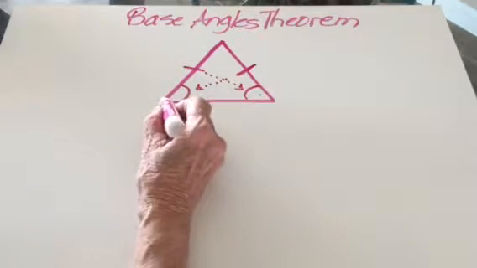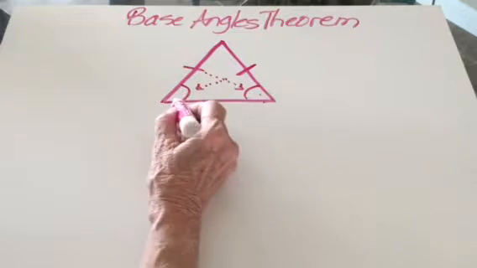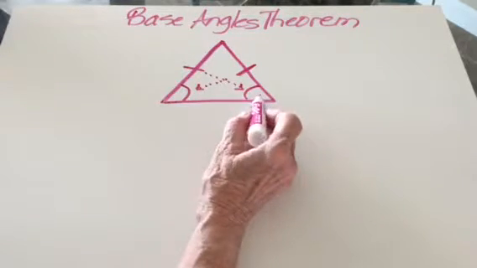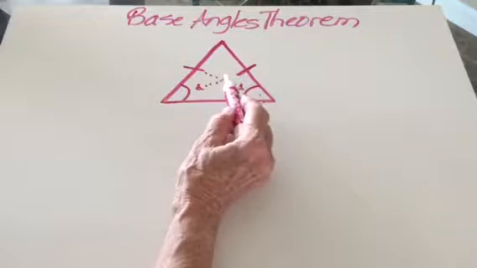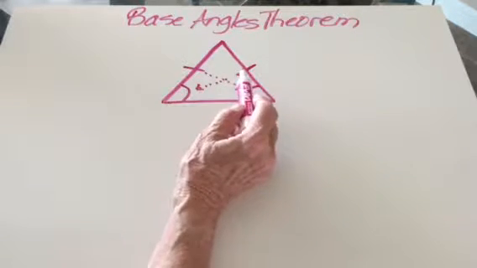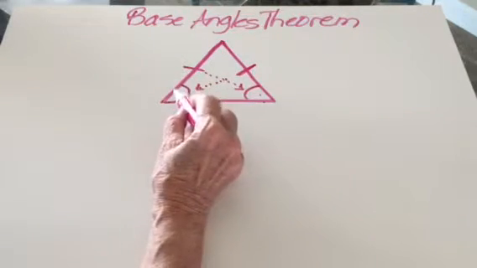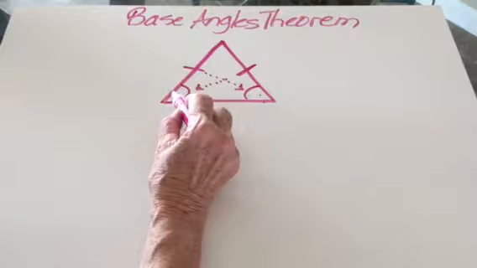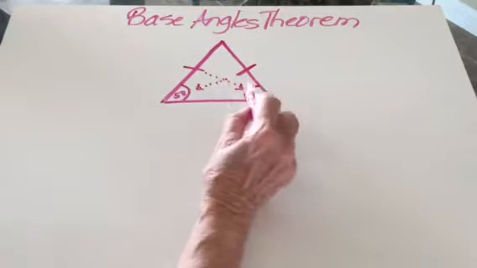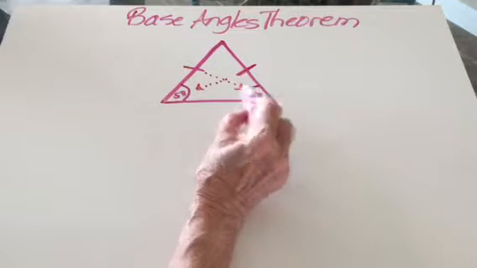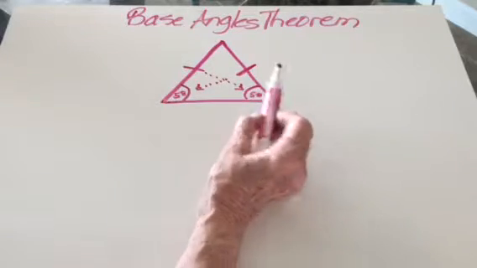So these two angles are called the base angles. So therefore the base angles theorem, and all it says is if this angle is 58, then this angle is 58. Whatever the one is, the other one is the same.